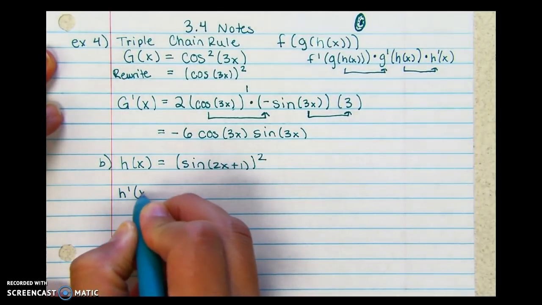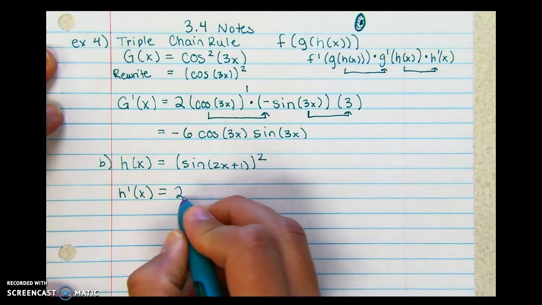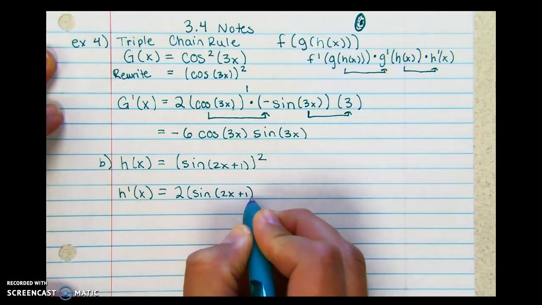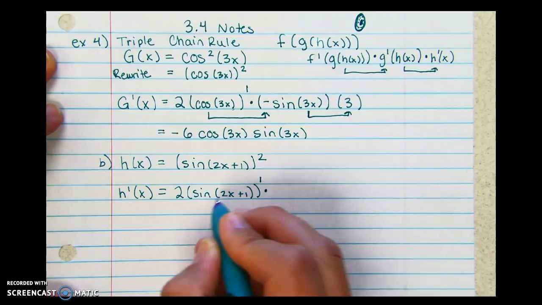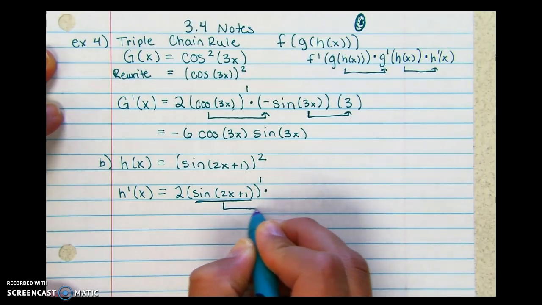Derivative of the outside squared. So I'm going to bring the 2 down in front. The inside stays the same. When you're using the chain rule, the inside stays the same. Multiply by the derivative of sine of 2x plus 1.